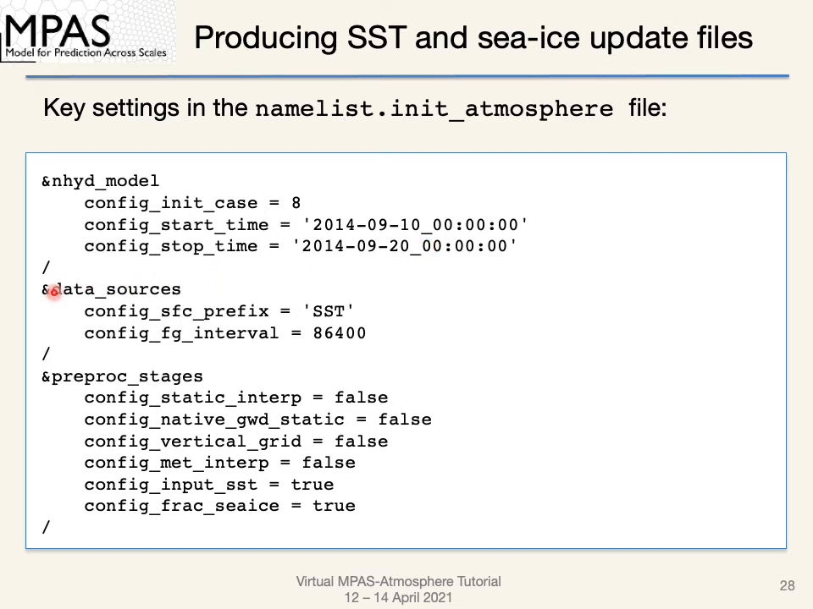Now inside this data sources namelist group, we need to specify the prefix of the intermediate files that contain SST and sea ice fields, and that's given by this surface prefix variable here. And we also need to provide this first guess interval. This is the interval in seconds between intermediate files that provide us these SST and sea ice fields. So 86,400 seconds is 1 day. So we're saying that every day from the 10th through the 20th of September 2014, we have an SST analysis. And then down in the preproc stages namelist group, we'll set input SST to true and fractional sea ice to true. And that's it. All other stages are set to false.